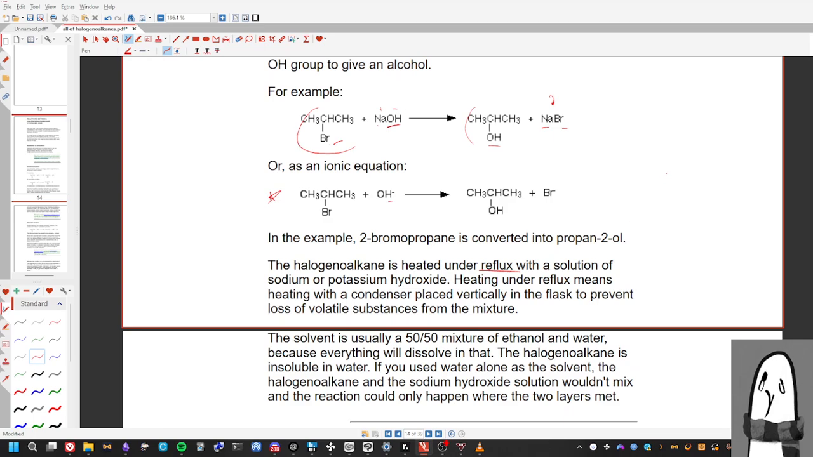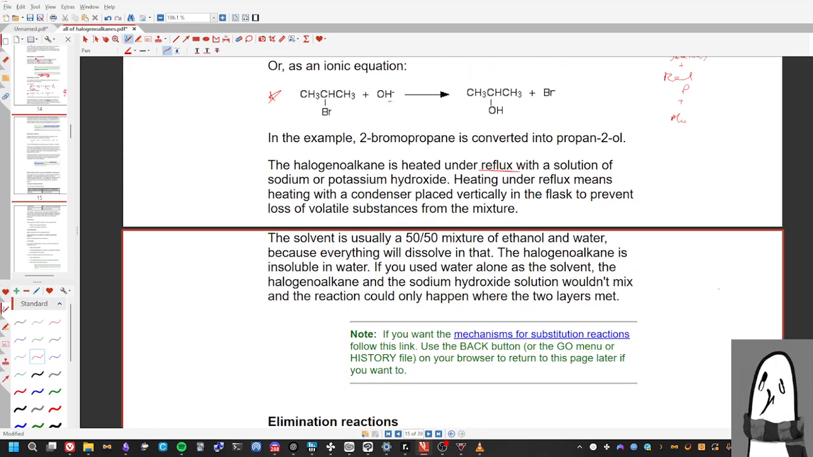Last time we were talking about reflux, it was red phosphorus plus your alcohol, with the red phosphorus in a mixture with your sodium iodide or bromide. In this case, if you want your halogen to be switched out, you heat the halogenoalkane under reflux with the solution of sodium or potassium hydroxide. Why are we heating under reflux? Because a condenser placed vertically in the flask prevents the loss of volatile substances from the mixture. That's the entire point. You're heating it under reflux so that the volatile substances formed, like NaBr, are not lost as a gas.